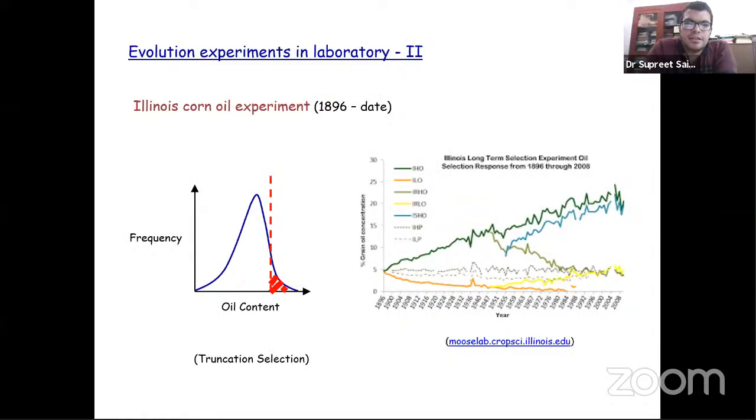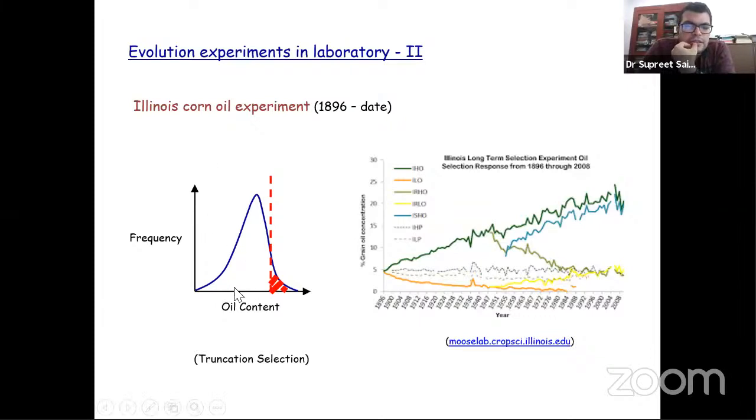The second study is the longest running evolution experiment that I'm aware of. It started in the year 1896. It still continues. This is an oil field. This experiment is not being done in a lab setting, but in agricultural land. It's a corn oil experiment in Illinois in the US. This is also the place where I did my graduate work.